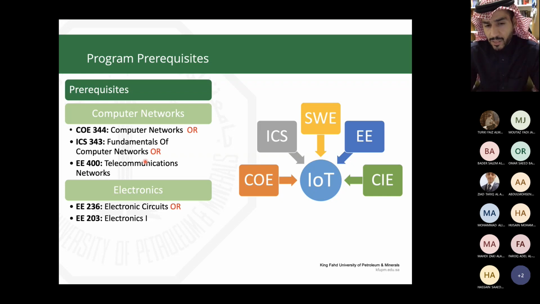Now for ICS and software, they are missing the electronics part. I mean circuits and electronics, and that is why if you are an ICS or software engineering student, you need to take EE 236 or EE 203. And I believe for both, the prerequisite is Physics 102. So this will open the remaining courses for you. There is actually one course that the ICS and software students cannot take because of this prerequisite.